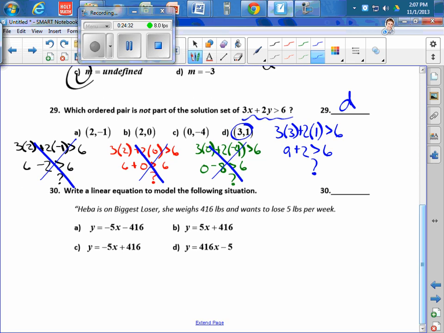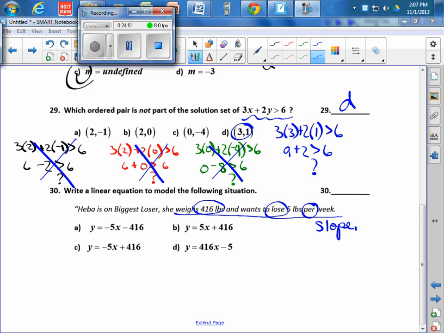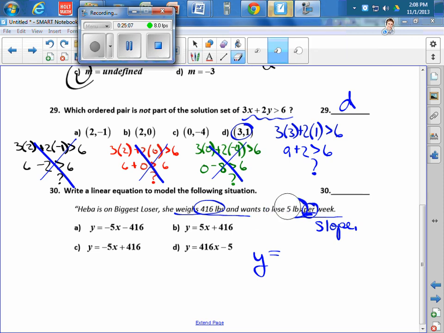Write a linear equation to model the following situation. She wants to lose 5 pounds per week. She weighs 416 and wants to lose 5 pounds per... there's that "per" again. What's that mean? That's your slope. So y is going to be equal to, and the slope comes first, the number that goes with the x. The per number is your slope, so the 5 is the slope.